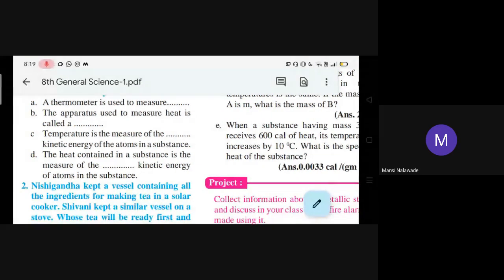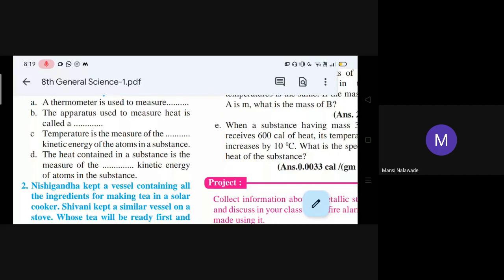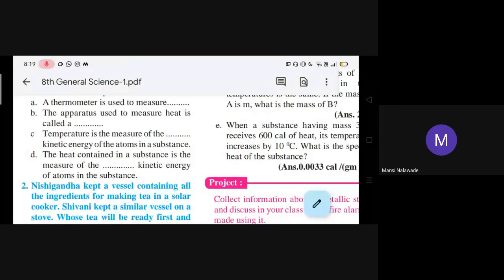Temperature is the measure of the average kinetic energy of the atoms in a substance. The heat contained in a substance is the measure of the total kinetic energy of atoms in a substance. Yes.